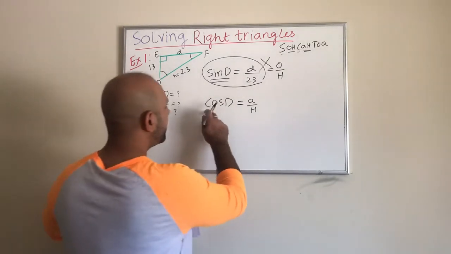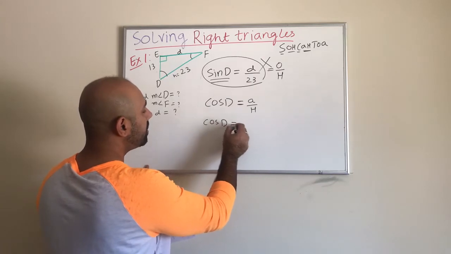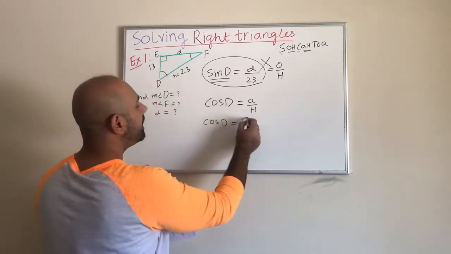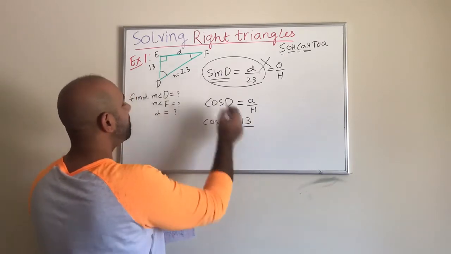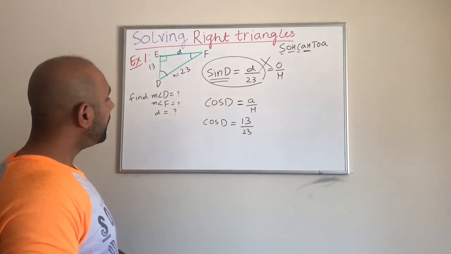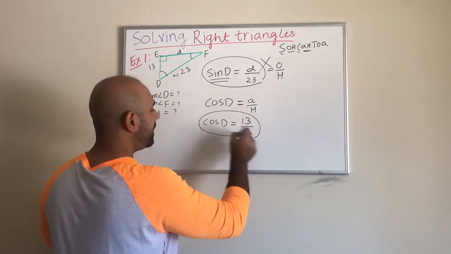So now let us see what we can do with the cosine function. So cosine of D, we don't know the value for D. Do we know the adjacent? Guys, the adjacent right here is 13, and the hypotenuse is 23. So we know both the adjacent and the hypotenuse. So from this we can figure out the value for D.